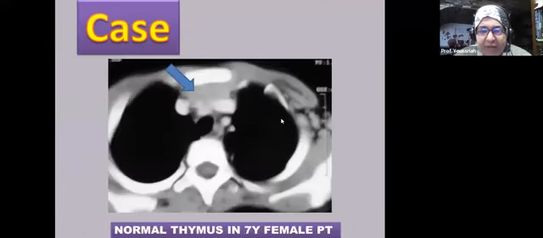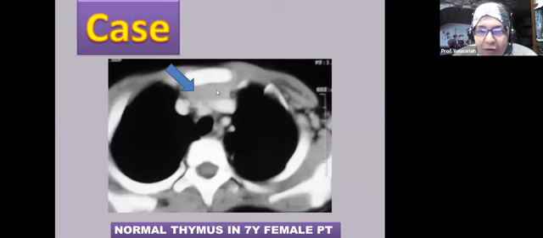Here we have a 7-year-old female patient. Now we have the sternum anteriorly, and there is a soft tissue structure behind the sternum in front of the vascular structures. This soft tissue structure density is very homogeneous, and in this 7-year-old female, this is a normal sinus.